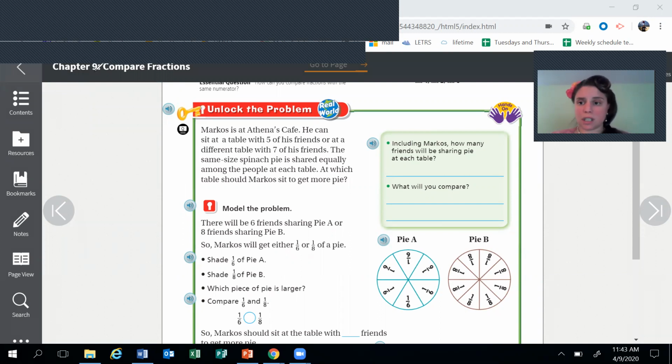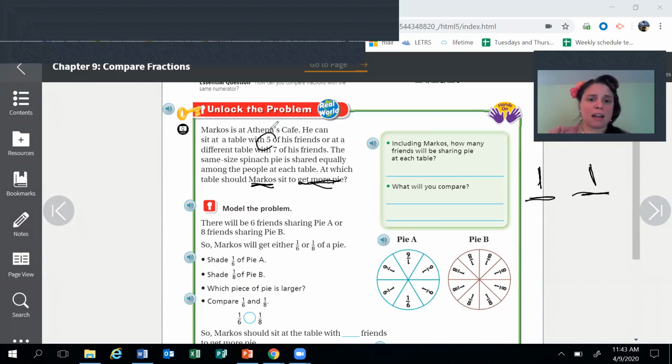All right, so the first thing we need to do is figure out what we're trying to figure out. We want Marcos to get more pie. So no matter what table he sits at, he only gets 1 piece of pie. So we know that our numerator is going to be a 1. Okay, we're just getting 1 piece of the pie. Now we have to figure out what the denominators are.